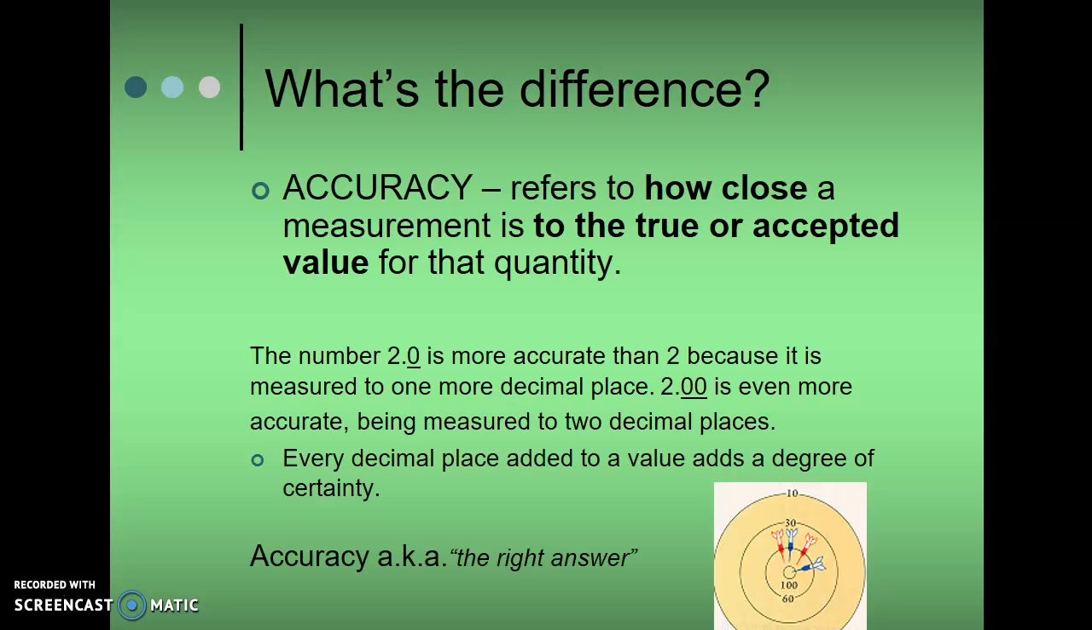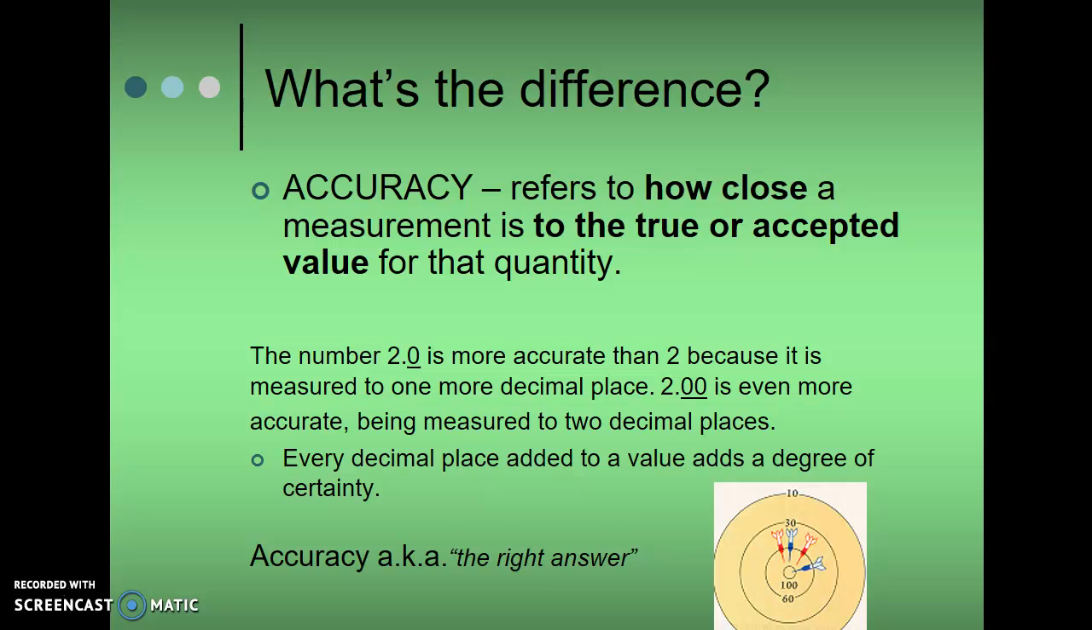Accuracy refers to how close a measurement is to the true or accepted value of that quantity. So depending on what you're trying to achieve, what is the true value? For instance, if we're looking at grades, the true value for a grade is going to be a 100. That's what everybody's trying to achieve. And when you're looking at bullseyes, which is down there on the bottom, or targets, a bullseye would be the accurate or the true or accepted value for playing darts. So you're trying to hit the bullseye.